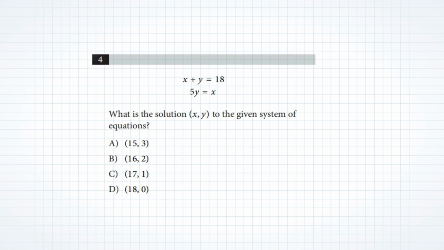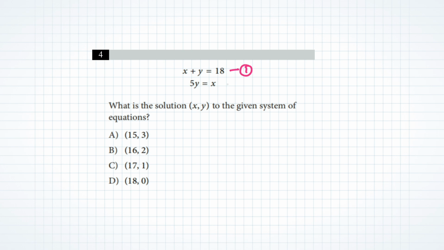Here's a basic question you might see on the SAT. We have two equations. The first one is x plus y equals 18. The second one is x equals 5y. Let's find both x and y. The second equation already gives us x in terms of y. x equals 5y. So we can replace x with 5y in the first equation.